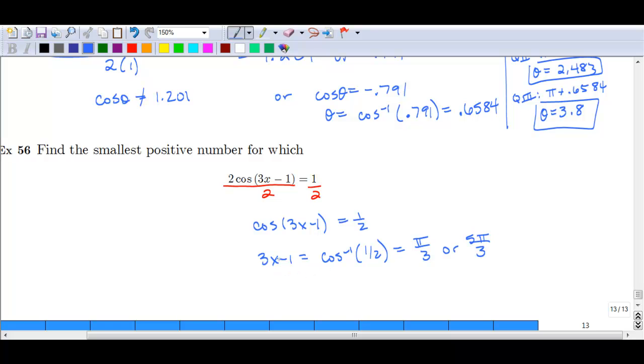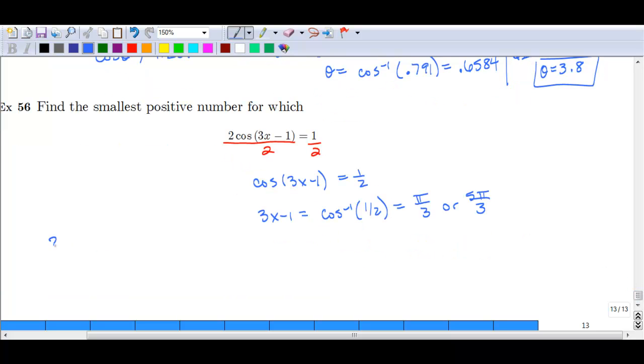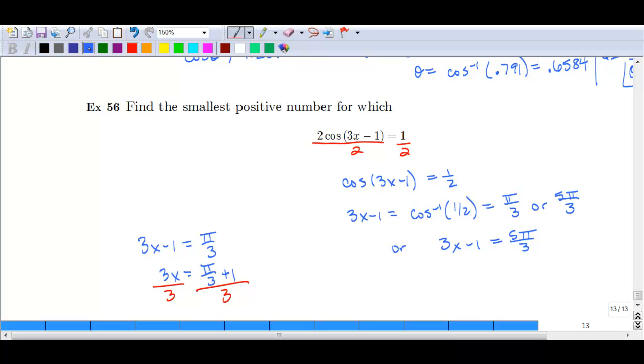And so now we have 2 separate equations that we need to look at. So we've got 3x minus 1 is either equal to pi over 3 or 3x minus 1 is equal to 5 pi over 3. And again, we need to solve both of these equations. So we're going to add 1 to both sides, so we end up with 3x is equal to pi over 3 plus 1. And then finally, we're going to divide both sides by 3.